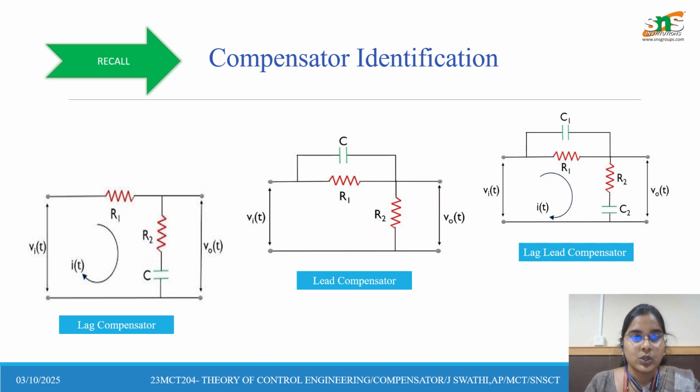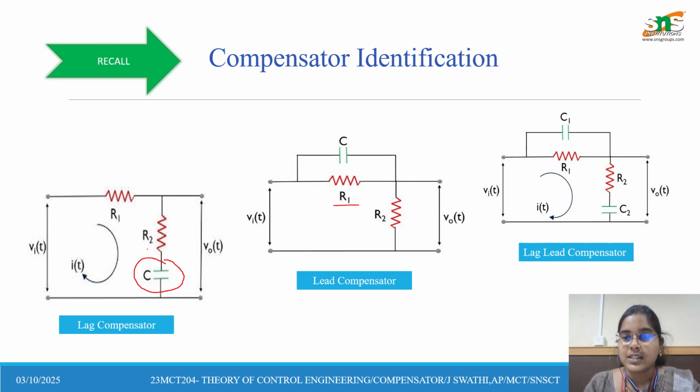The first circuit is a lag compensator. Here you can see a capacitor added on the load side. The capacitor is connected in series with R2, so it comes across the load side, and it adds a phase lag to the output. In the lead compensator, which you have discussed earlier, there is a capacitor in parallel with R1, and it acts as a leading phase angle.